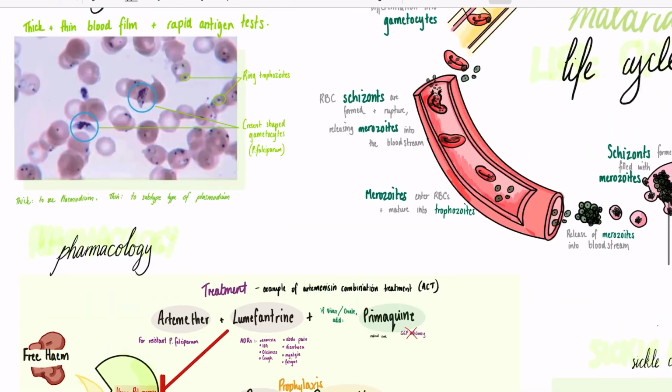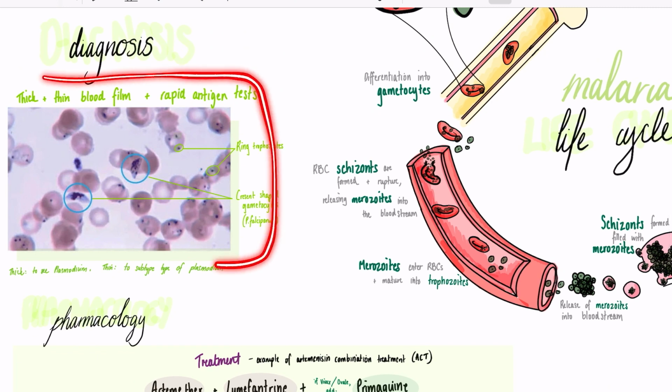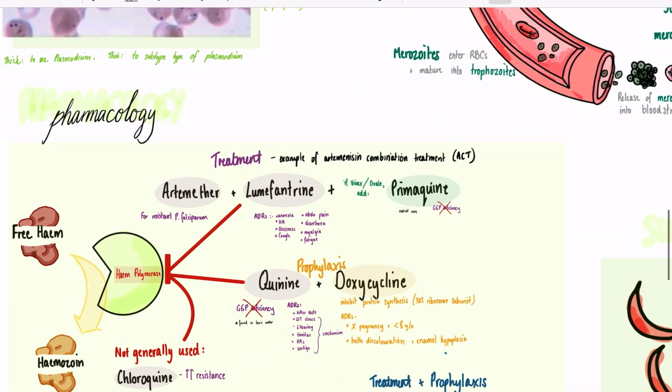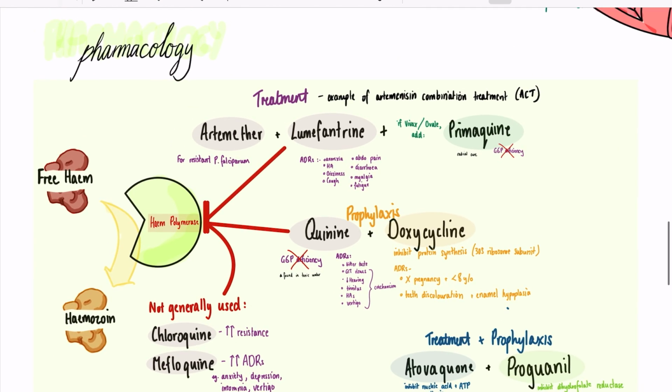Okay, so now imagine you've gotten the thick and thin blood film, you've confirmed that someone has malaria. What are you going to do next? You're going to treat them. So the pharmacology of malaria can be divided into 2 phases. We can think of prophylaxis, and we can think of treatment.